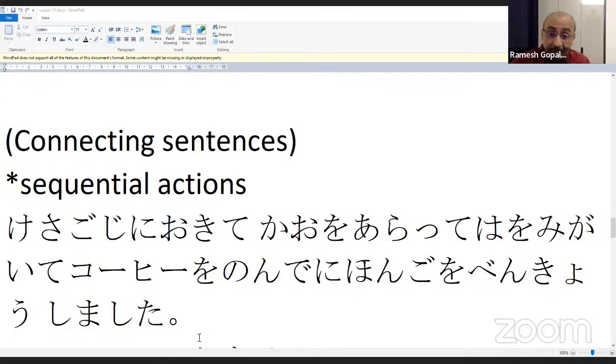So it means this morning I woke up at 5 o'clock, washed my face, brushed my teeth. And why is it and? Because of te form. This morning, kesa, I woke up at 5 o'clock and washed my face and brushed my teeth and drank coffee and studied Japanese.